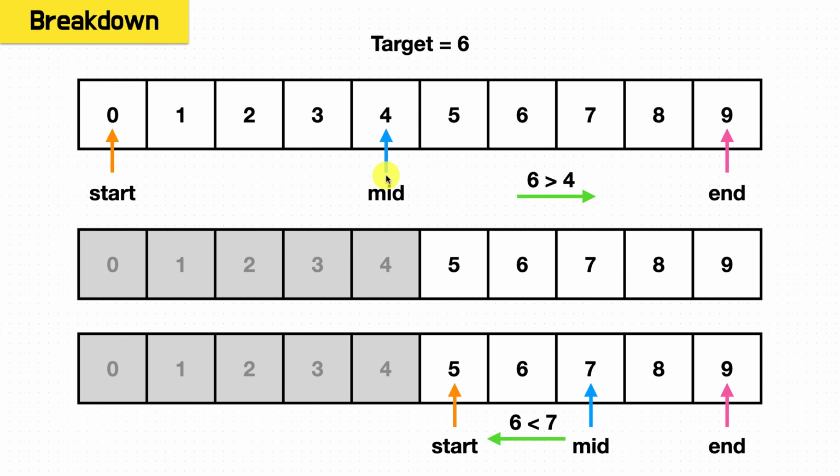Since it's sorted, if the target is larger, then we know we move right in the array. If it's smaller, we would move left. In this case, 6 is larger than 4, so we move right. Now we've gotten rid of half the items. We know our target is not in that left half.